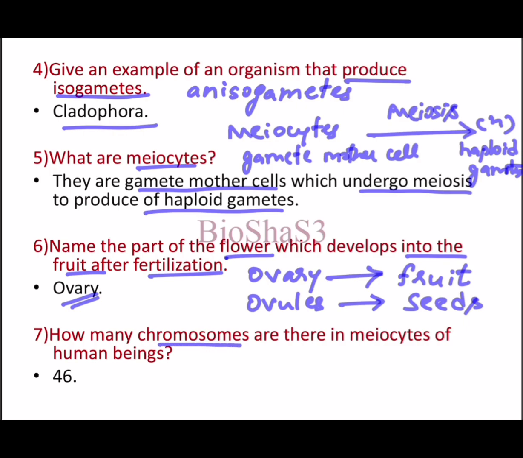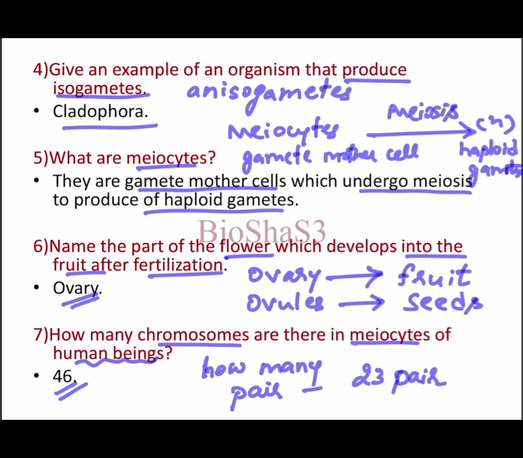Okay. Next, how many chromosomes are there in meiocytes of human beings? That is 46. If they have asked you how many, that is 46. Or they can ask you how many pair? How many pair? That is 23 pair. So they can ask you either the pair or they can ask you how many chromosomes. I hope you are getting the points.